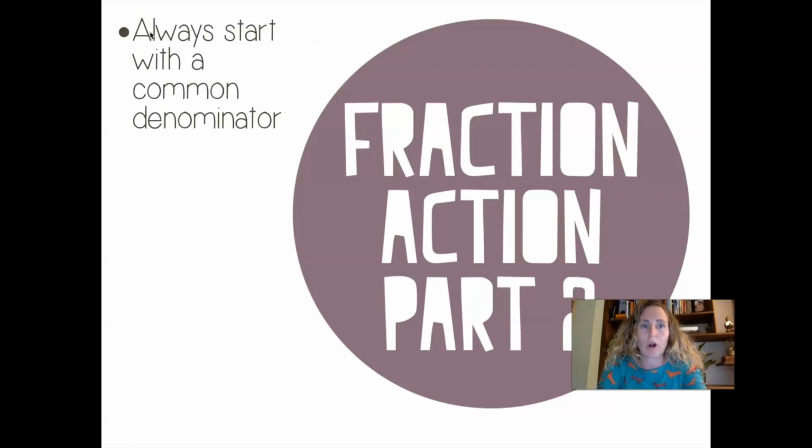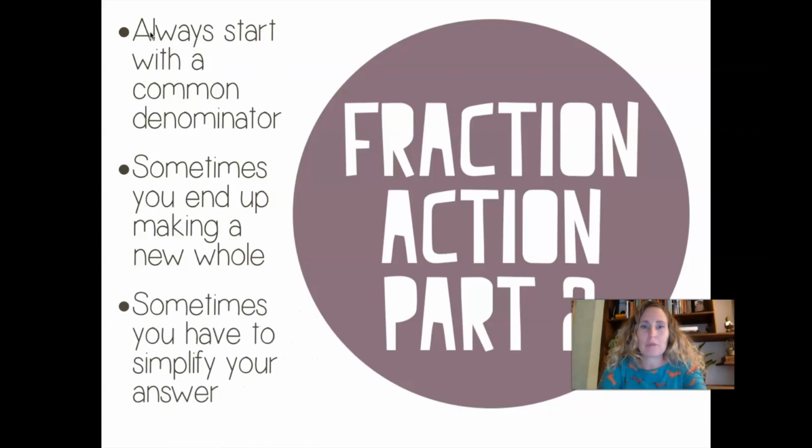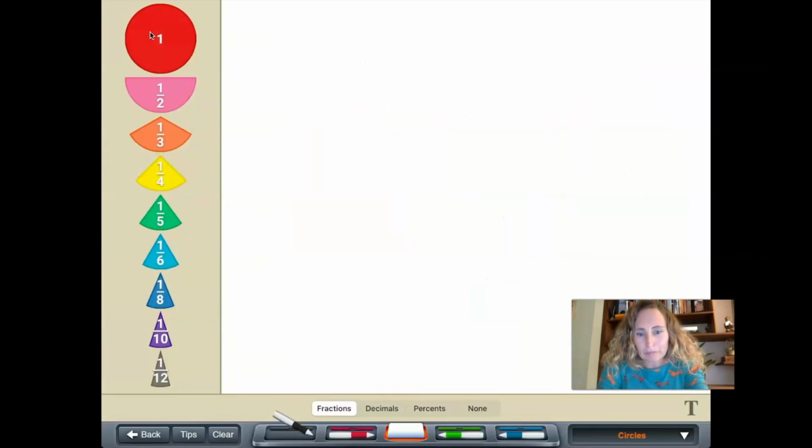Like last time, we're always going to start with finding a common denominator whenever we're adding and subtracting with mixed numbers. And sometimes when you are adding fractions and mixed numbers together, you're going to end up making a new whole, which is what is going to necessitate that regrouping. And finally, sometimes you might have to simplify your answer. So you might get a fraction and you might need to find an equivalent fraction by simplifying it to its lowest term. Let's take a look at this.